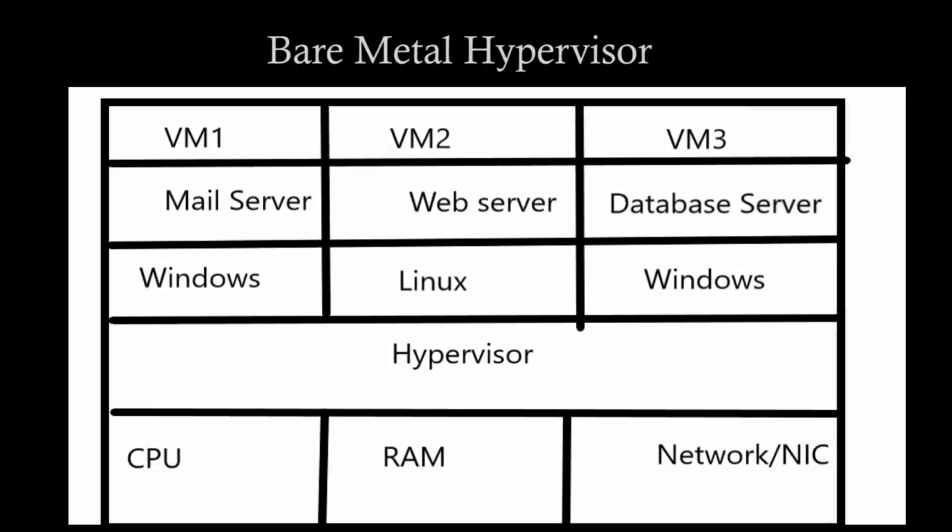There are two types of hypervisors. One is the bare metal hypervisor or type 1. Let's discuss the bare metal hypervisor. A bare metal hypervisor or type 1 hypervisor is virtualization software that is installed on the hardware directly. At its core, the hypervisor is the host operating system.